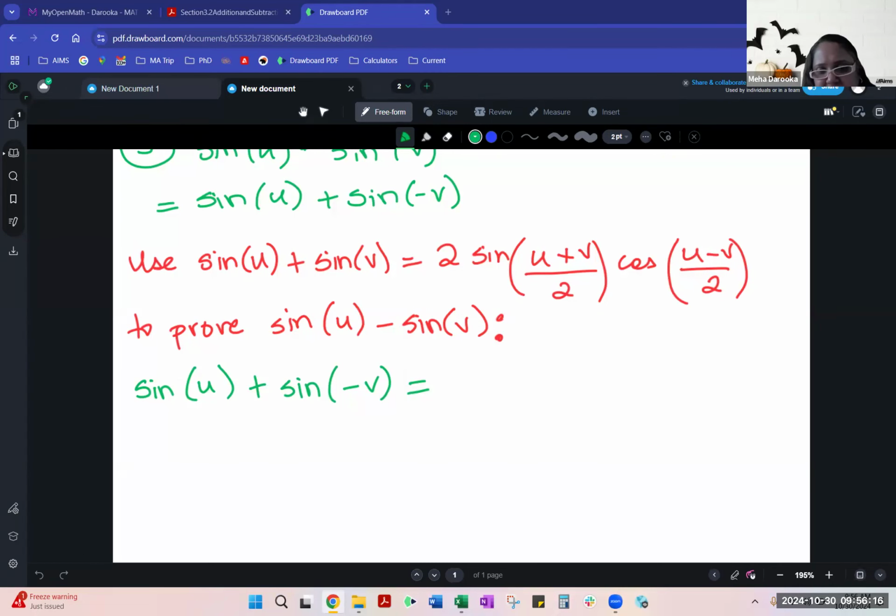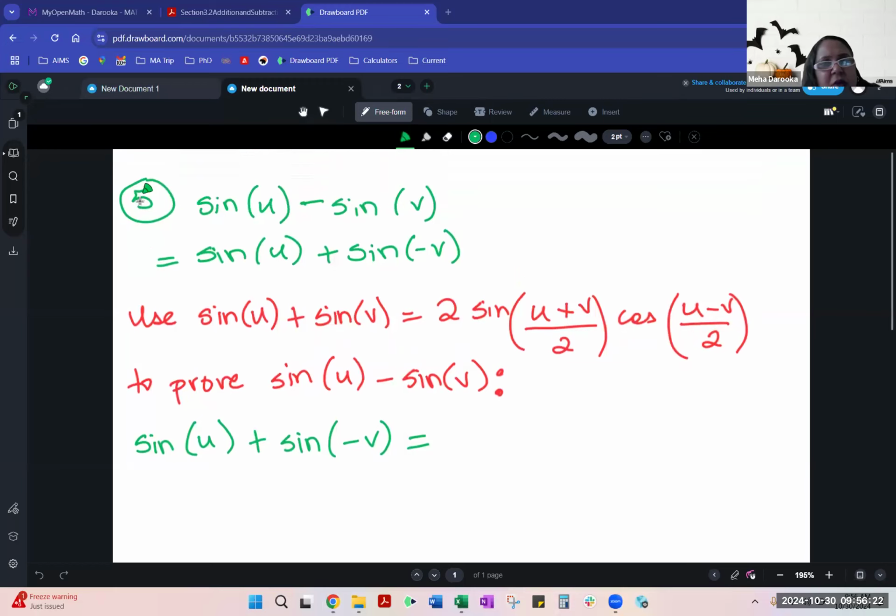Sorry, I just realized you couldn't see this. So this is what I'm talking about. Using the negative angle identity, you are rewriting sine of u minus sine of v as sine of u plus sine of negative v. You're taking this negative sign and putting it inside of the angle to make it sine of negative v. And now, using this sum to product identity of sine of u plus sine of v, how do you apply that to this sine of u plus sine of negative v?